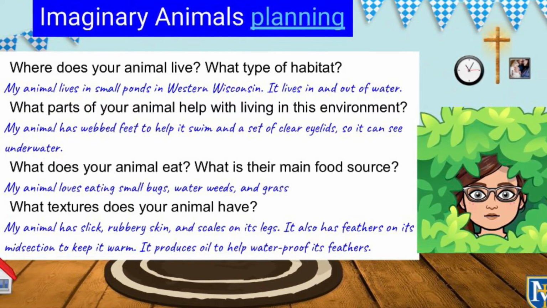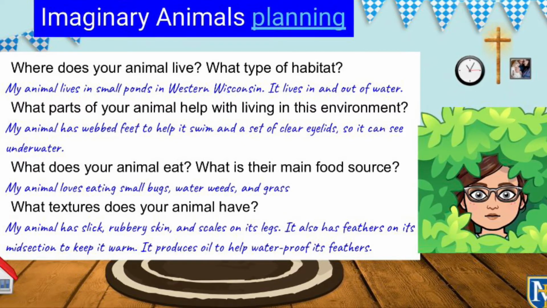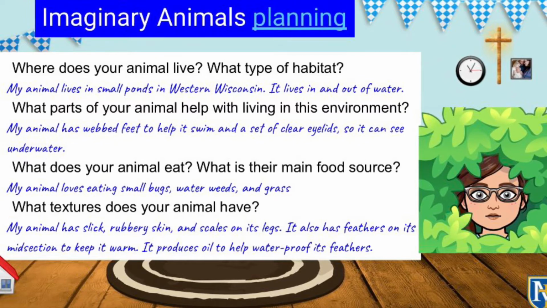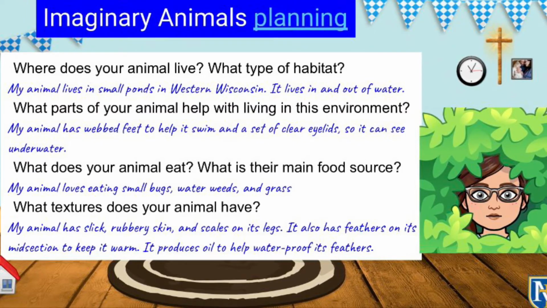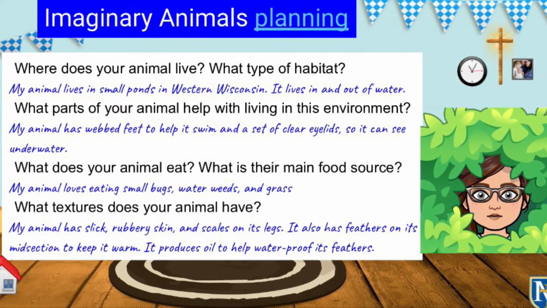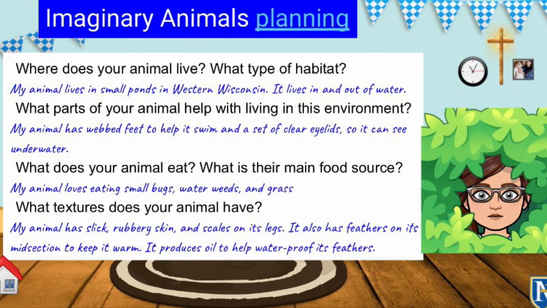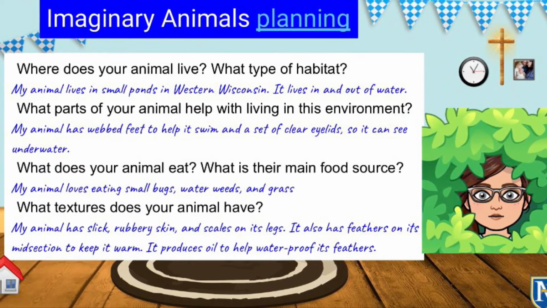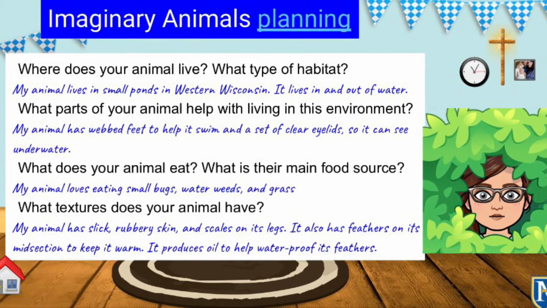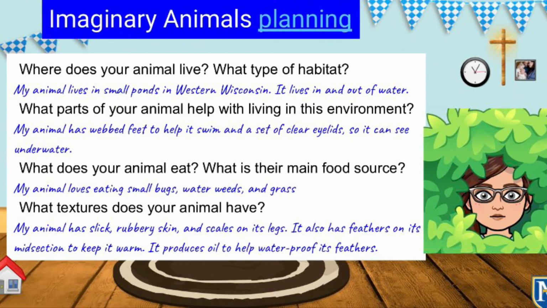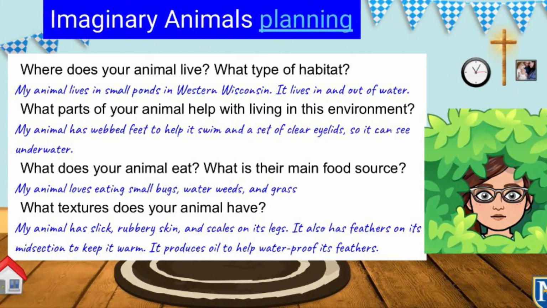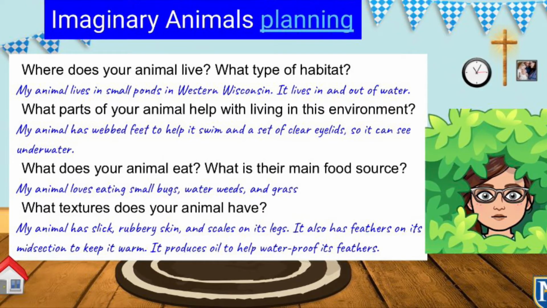Next question, what parts of your animal help with living in this environment? My animal has webbed feet to help it swim and a set of clear eyelids so it can see underwater. That was something that I always thought was really interesting about amphibious animals. The clear eyelids I thought was neat, so I decided to include that in my animal. What does your animal eat? What is their main food source?